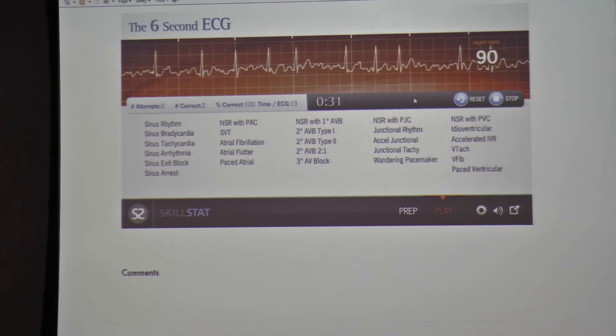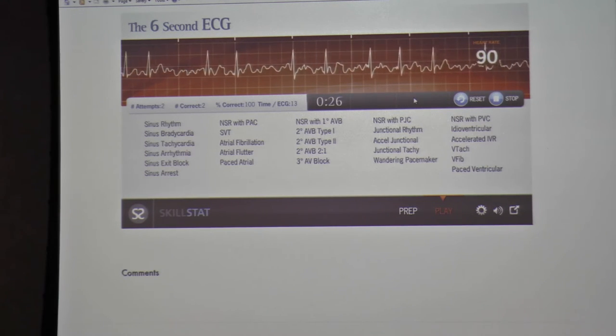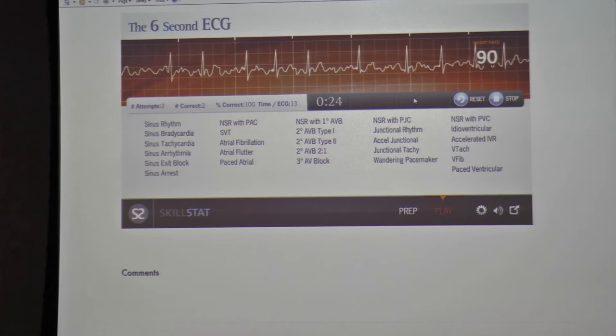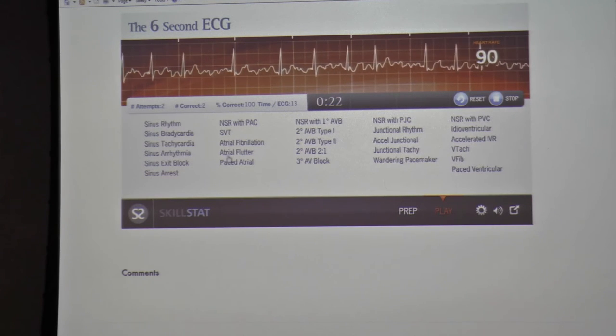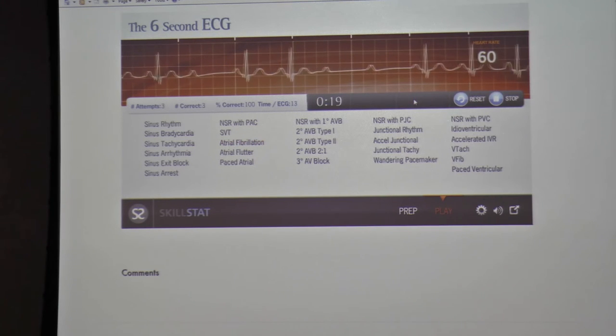Okay, so we have totally chaotic P waves, or no P waves, right? And totally chaotic R to Rs. So we call that AFib. Very good. Anybody see it? Oh, here it is. Right. Oh, we're on fire tonight.